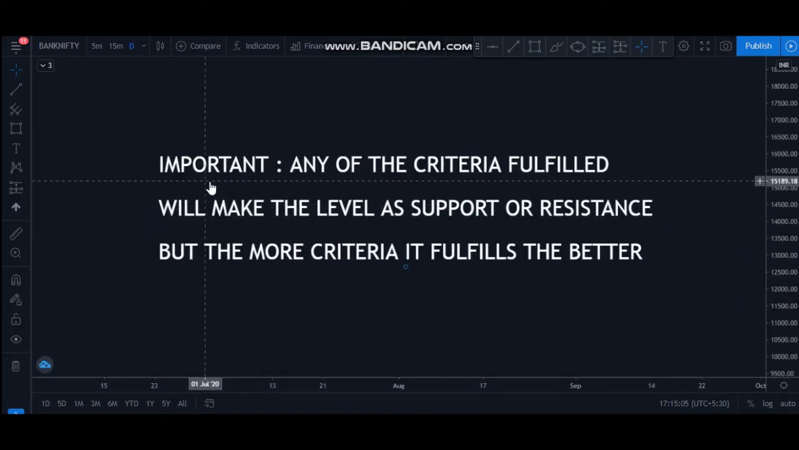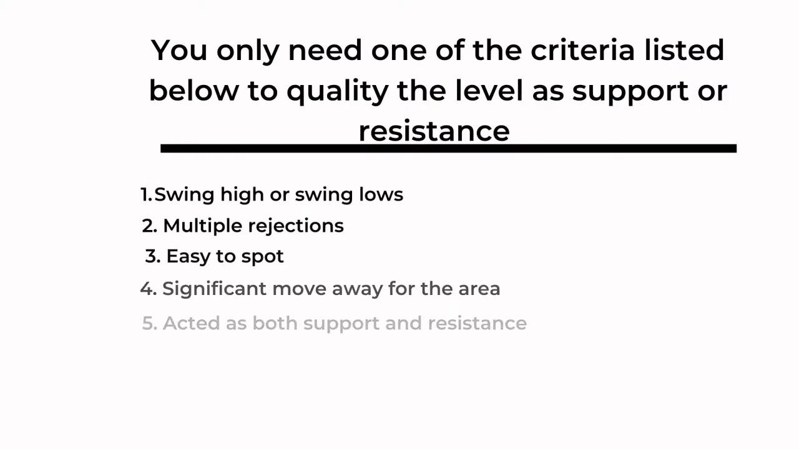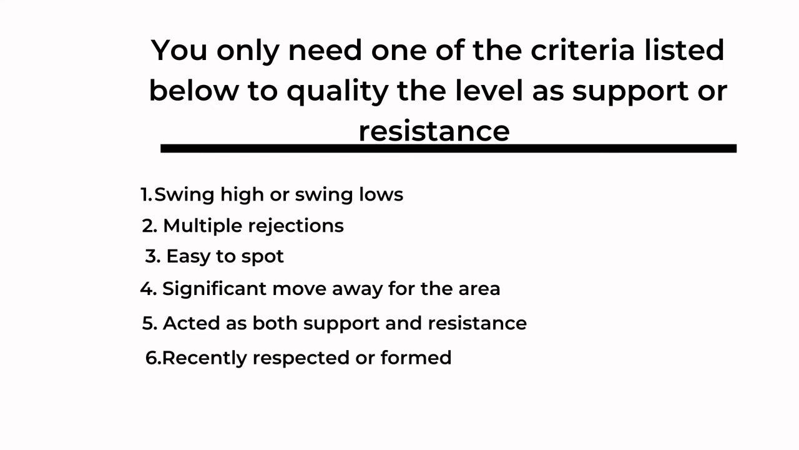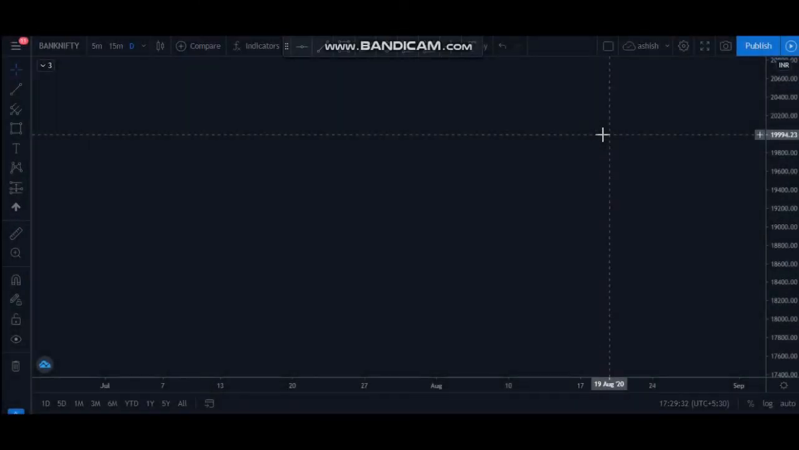From the above criteria, if the price fulfills any of the criteria, we will declare it as a support or resistance. But the more criteria it fulfills, the better. Now, let's go to the charts and know all 6 criteria perfectly.